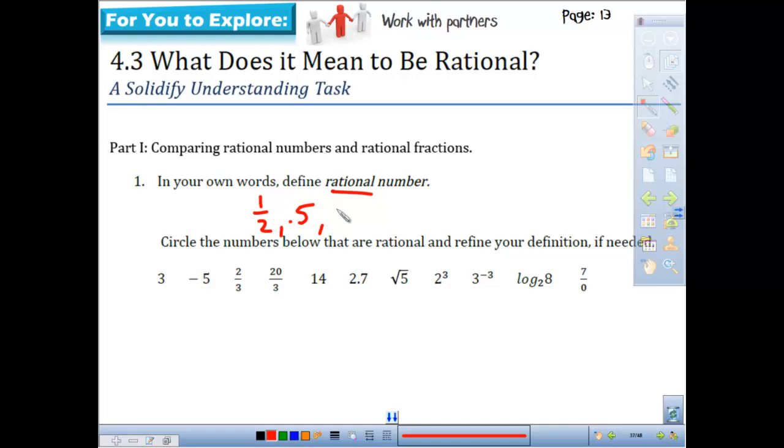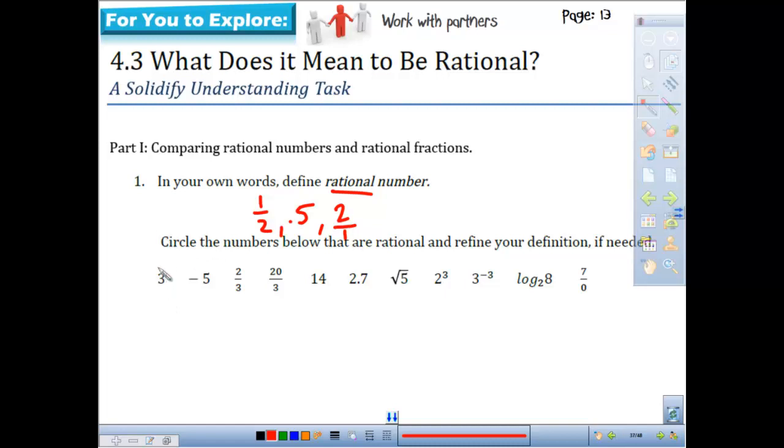So we have to think about a number like 2. Is 2 a rational number? Well, can we write this as a fraction? Yeah, we can write this as a fraction, 2 over 1. So in your own words, hopefully you wrote something like that: anything that can be written as a fraction.